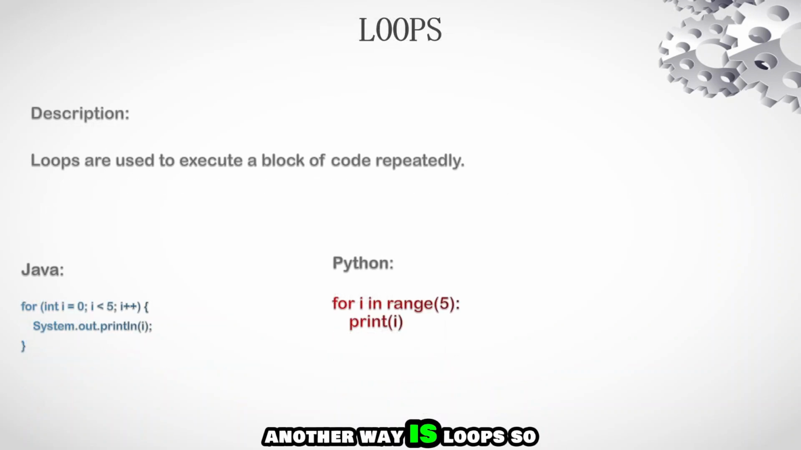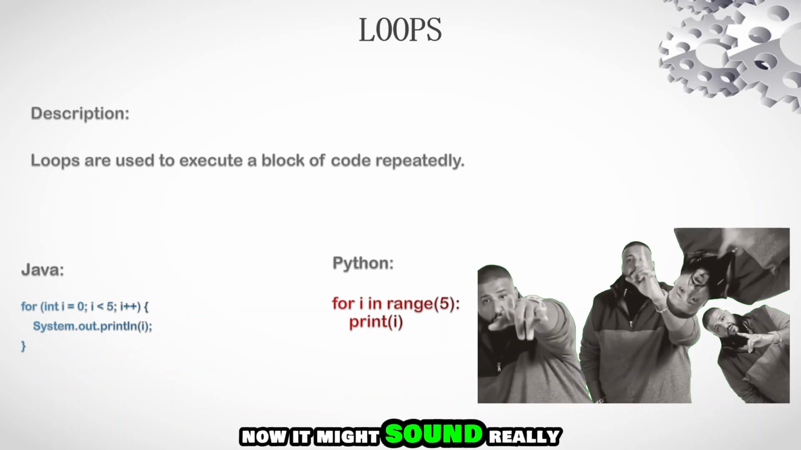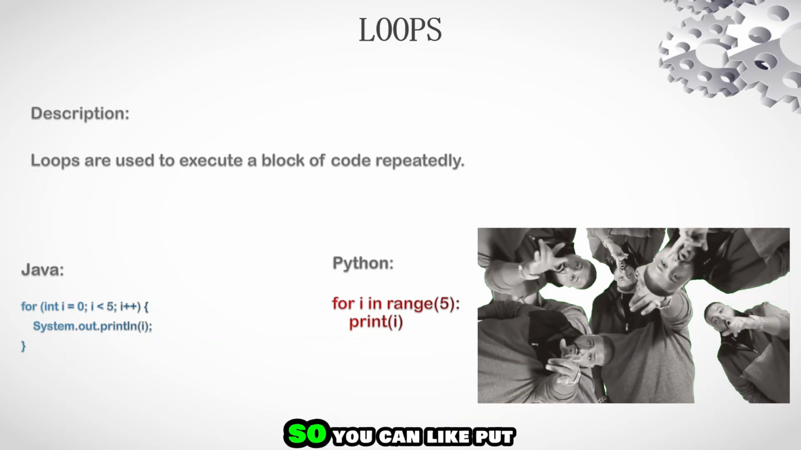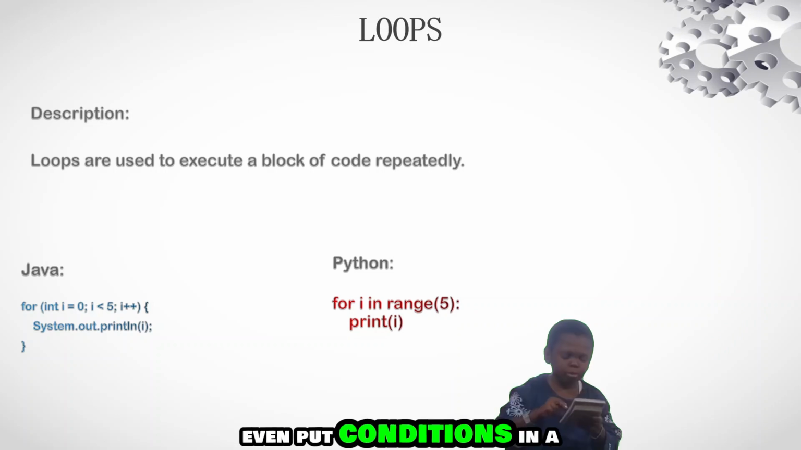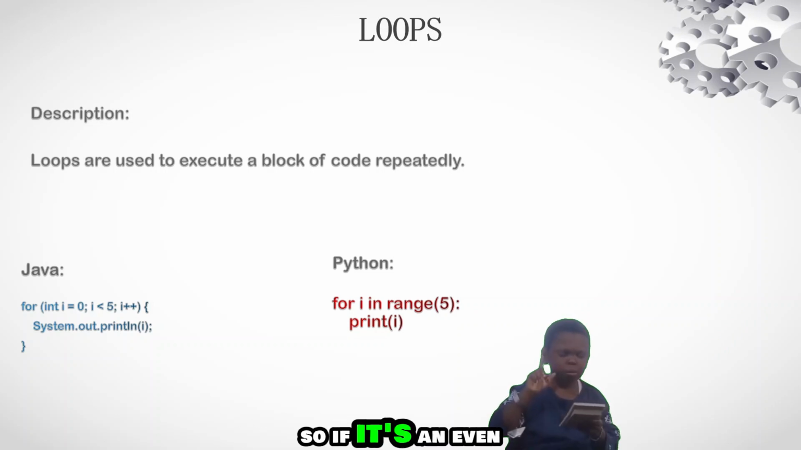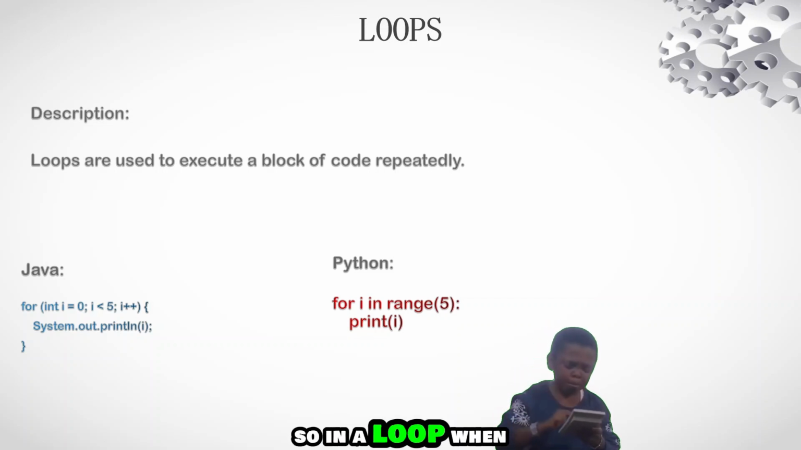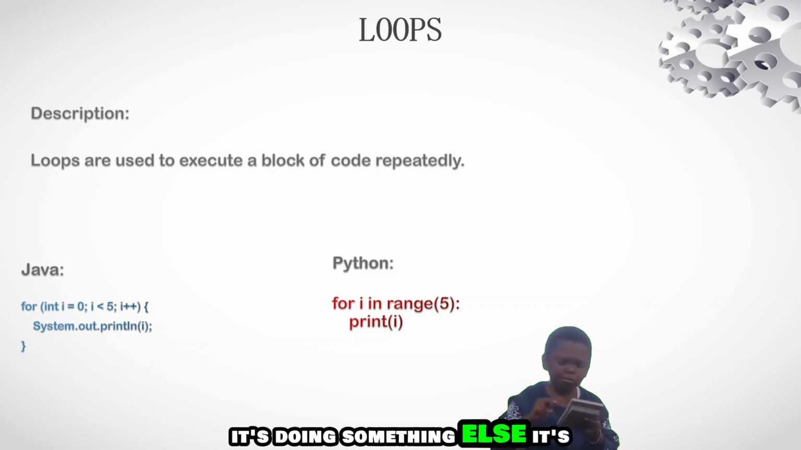Another way is loops. So loops, basically what it does is it repeats a block of code. Now it might sound really simple, but the thing is you can do lots of things with it. So you can put lots of addition, subtraction, and other things printing in a loop, and even put conditions in a loop. So if it's an even number, do this. If it's an odd number, do that. So in a loop, when it's running for the first time, it's an even number, so it's doing something, and the next time when it's an odd number, it's doing something else. So it's a powerful thing.